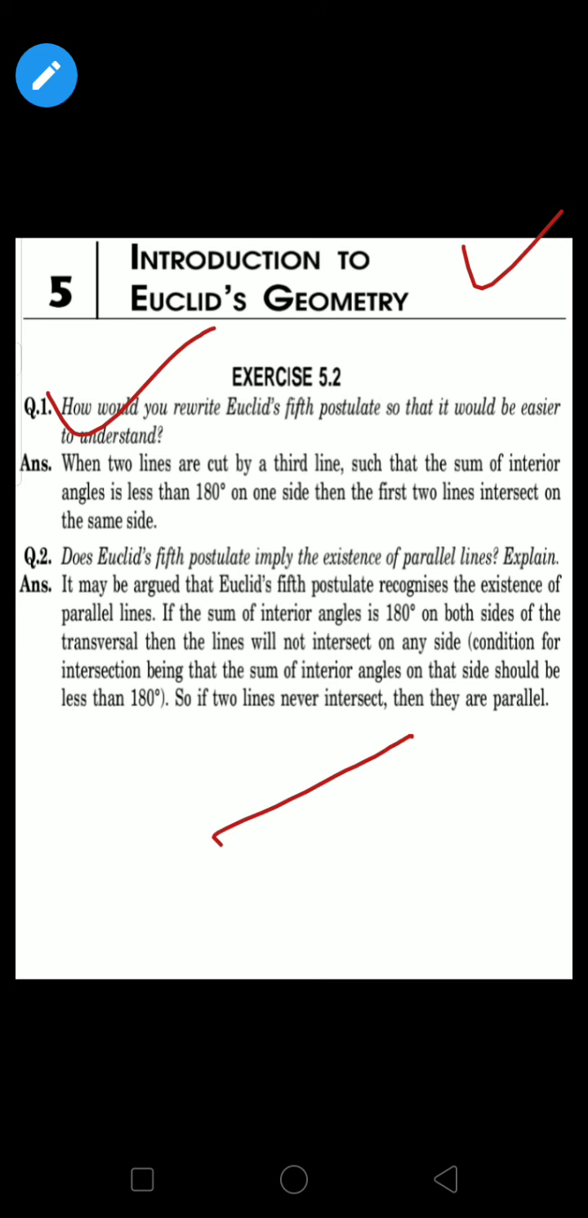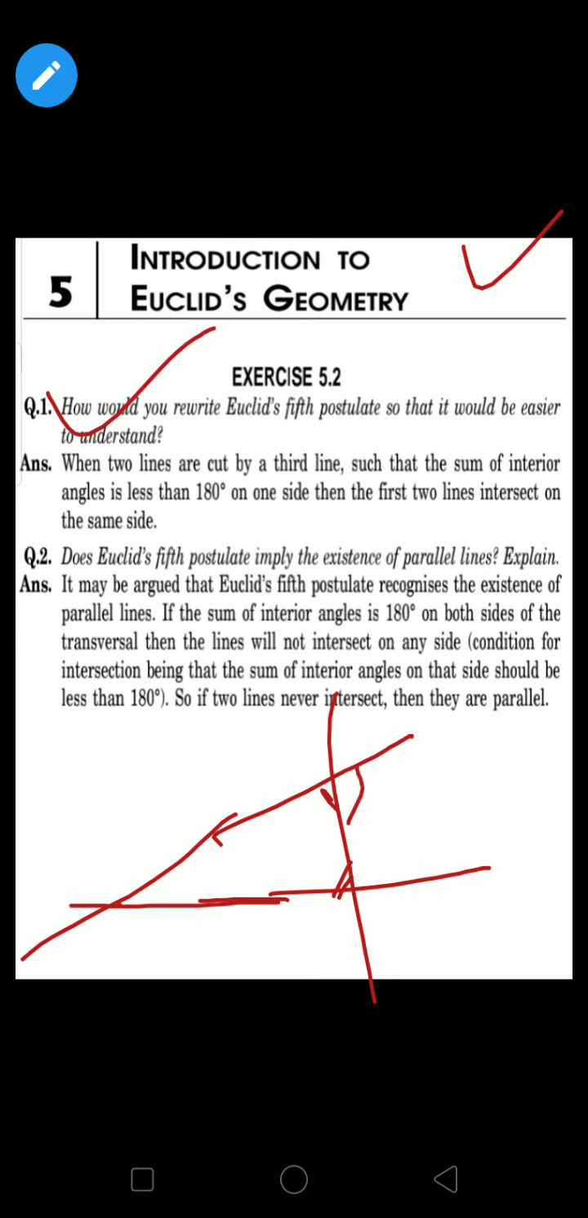Look here, if these are two lines and this is an intersecting line, when you add the sum of these angles, you get less than 180 degrees. That is why when you extend these lines in the same direction, they will intersect each other. But here the sum of angles is more than 180 degrees. When you extend here, they will never intersect each other. That is the fifth postulate. That is very simple, students.